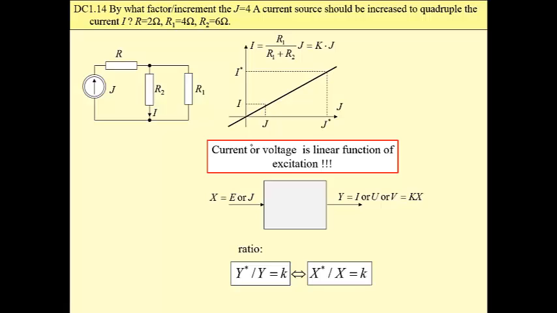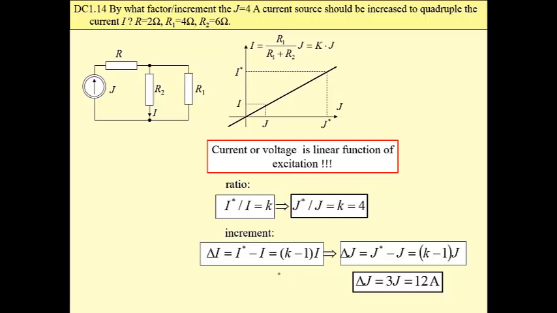If so, then for the assumed ratio of our circuit response current, which is K, the desired necessary ratio of input should be as well K. So, as we want our current to be 4 times greater than the nominal one, then also the current source should be 4 times greater than the nominal value. The increment then is 3J, which is 12 amp.